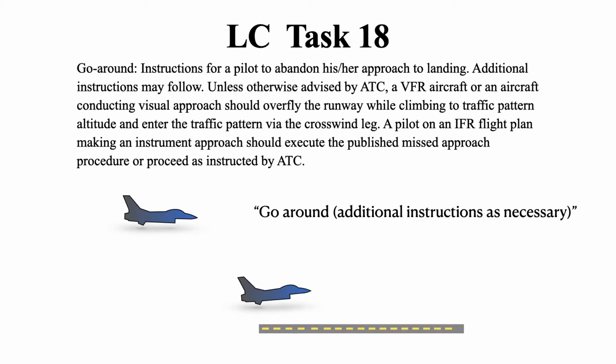Alright, for a go-around, the instruction is for a pilot to abandon his or her approach to landing. Additional instructions may follow. Unless otherwise advised by ATC, a VFR aircraft or an aircraft conducting a visual approach should overfly the runway while climbing to the traffic pattern altitude and enter the traffic pattern via the crosswind leg.